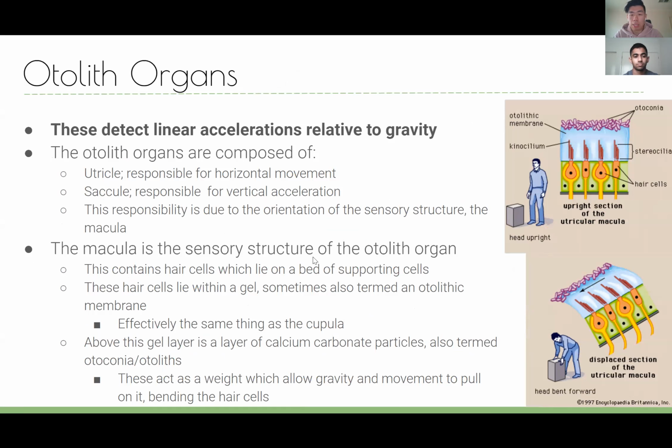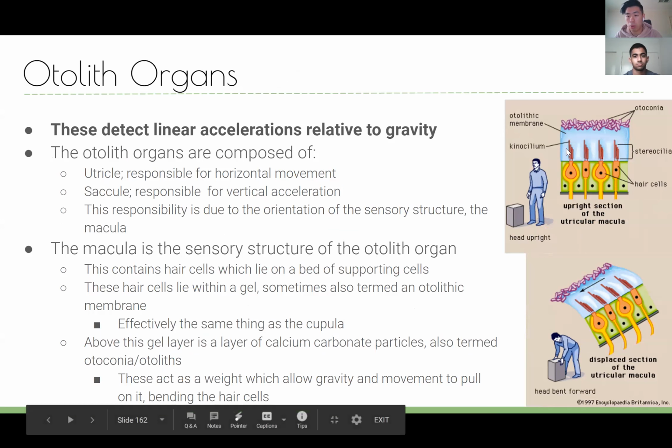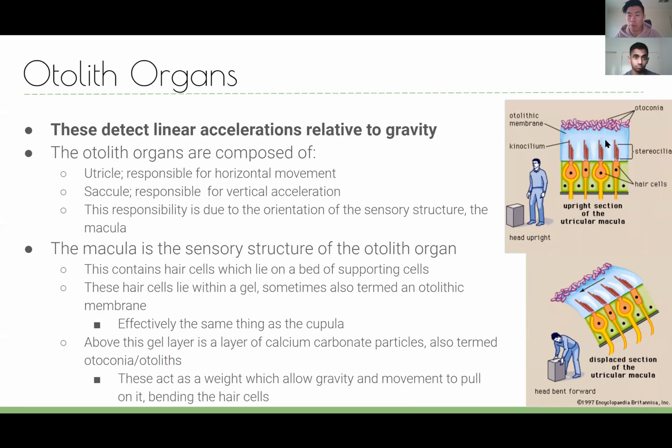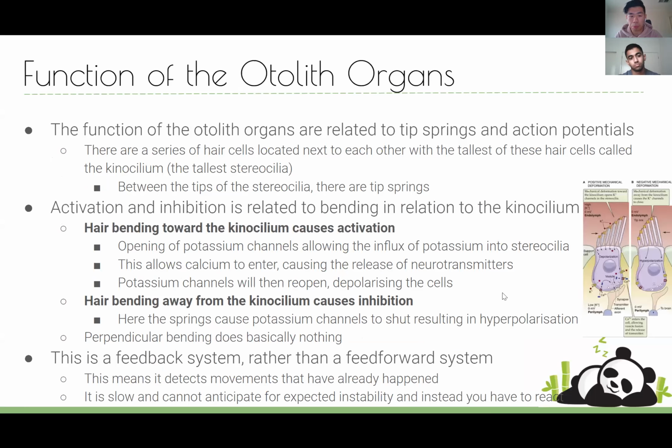The macula is a sensory structure for the otolith organ. It's the same thing as the cupula and the ampulla before, but they detect backwards and forwards movement. These have a gel layer of otoconia at the top, making it a bit heavier to better detect that change. How they work is very similar to the ones above. They have a tallest hair, the kinocilium, and stereocilia with springs between them. As they bend towards the kinocilium, it will cause activation and an influx of potassium. As they bend against it, it will cause hyperpolarization.